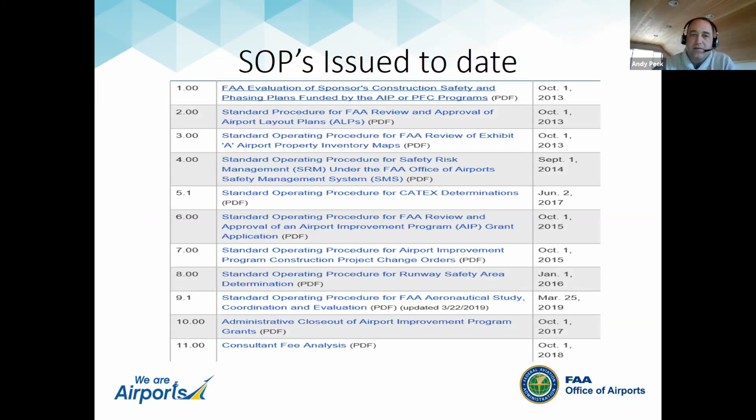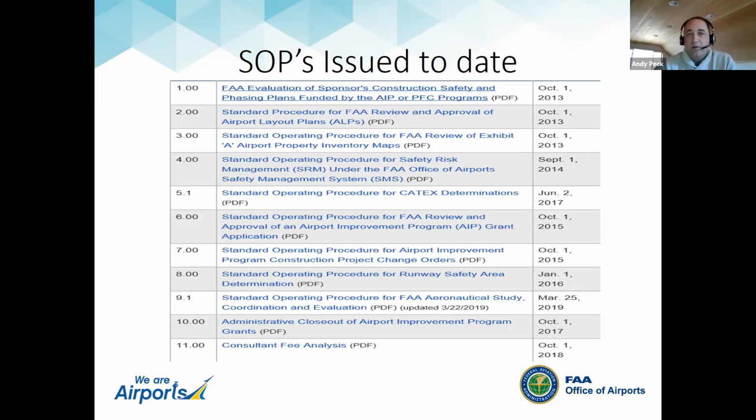We've got guidance out there on safety risk management, CADX determinations, grant applications, which you guys all work through getting that into our office here these last 60 days. Change orders, Jake just covered. Safety area determinations are something that we look at with every project that's doing work on the runway itself, runway safety area determinations, and that's an initiative that we have with the agency right now that's going to reach out to the general aviation airports in this next few years as well. Aeronautical study coordination evaluation, and the last 2 we'll cover today are the closeout process and consultant fee analysis.